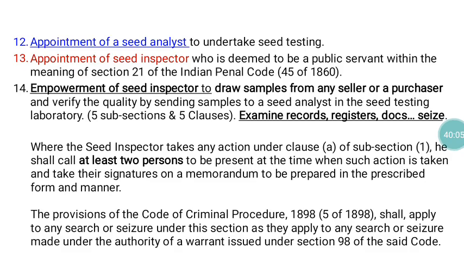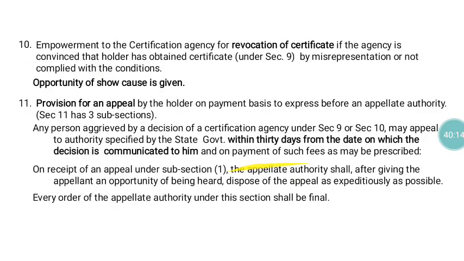Once you go for that revocation, the affected person will definitely go for an appeal. That is there in section number 11, provision for appeal. Here the affected person should file the appeal within 30 days from the date on which the decision is communicated to him, along with the prescribed fee.